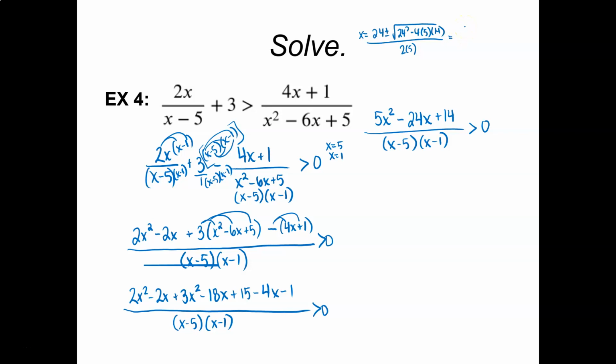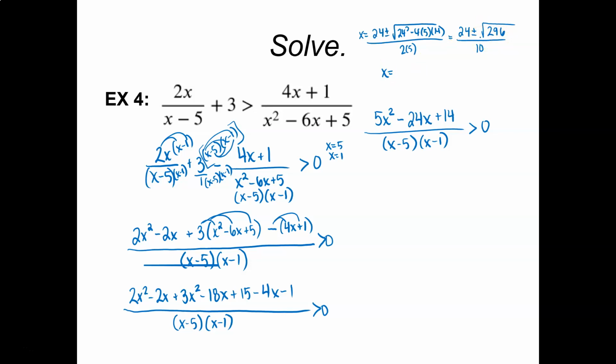And if I do give you something like this, I will give you a calculator for it. So if you don't have your calculator, I'll do this part for you. 24 squared minus 4 times 5 times 14. This is 24 plus or minus square root of 296 over 10. Really, honestly, if this happens, we want decimals instead of radicals. So I'm just going to use the calculator to give me a decimal.